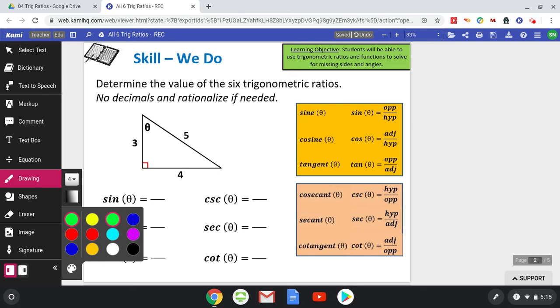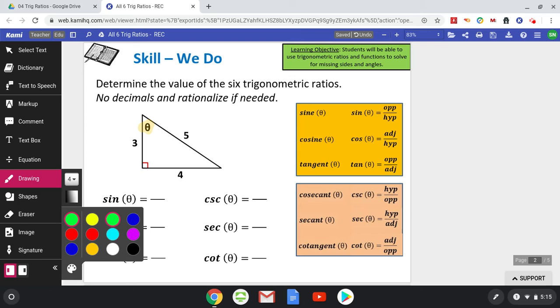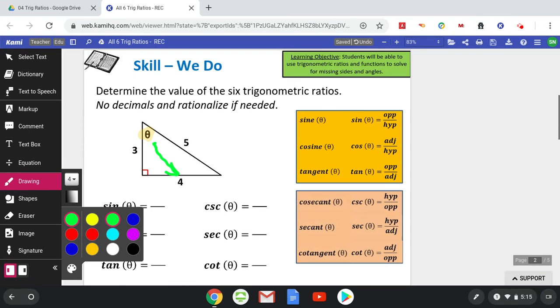So let's start with finding the angle of reference. In this case, the angle of reference is given to us as theta. Once we have the angle of reference, we need to identify the three sides. Across from this side right there is the opposite side. So I will go ahead and label this as opposite. I will also look at this 90-degree angle. Across from that angle is the hypotenuse. And last but not least, we have the adjacent.